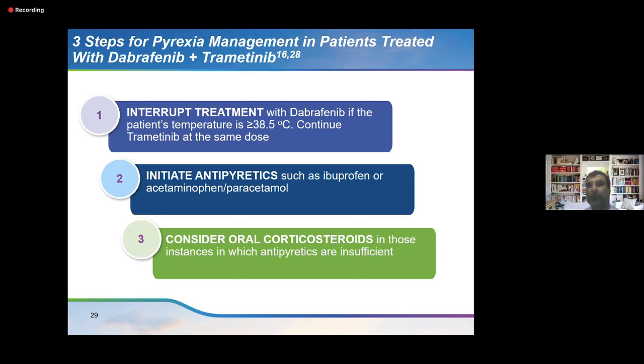So you interrupt the treatment with dabrafenib if the patient's temperature is more. You continue trametinib at the same dose. In step 2, you initiate antipyretics such as ibuprofen or paracetamol. Third, you consider steroids. Now that is not the way we normally manage fever with chemotherapy.